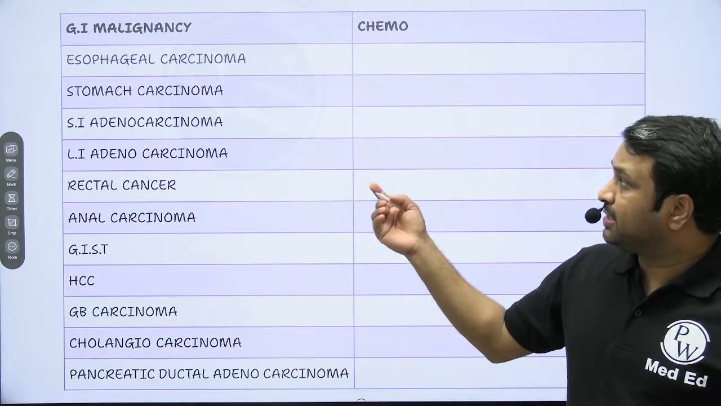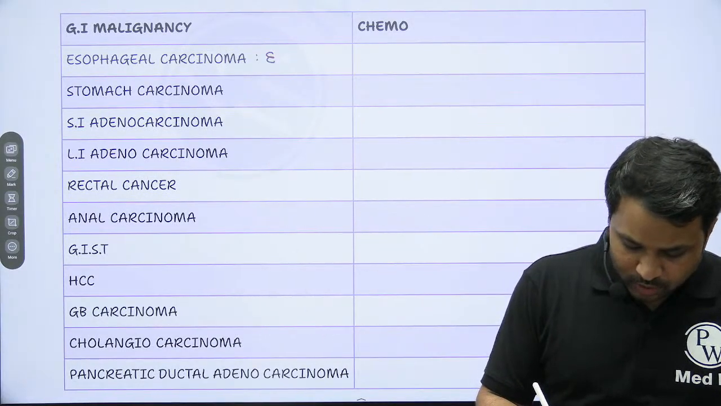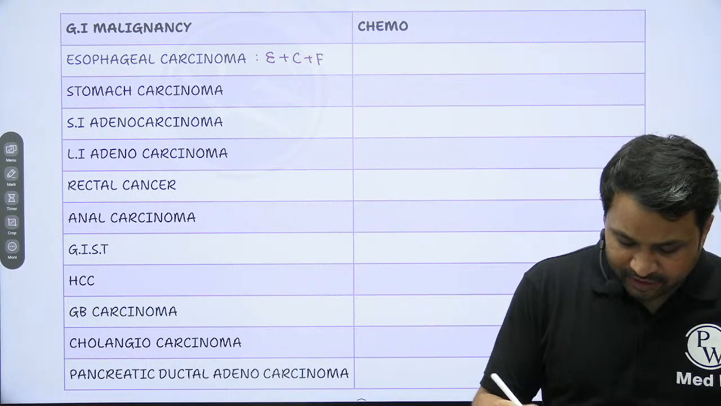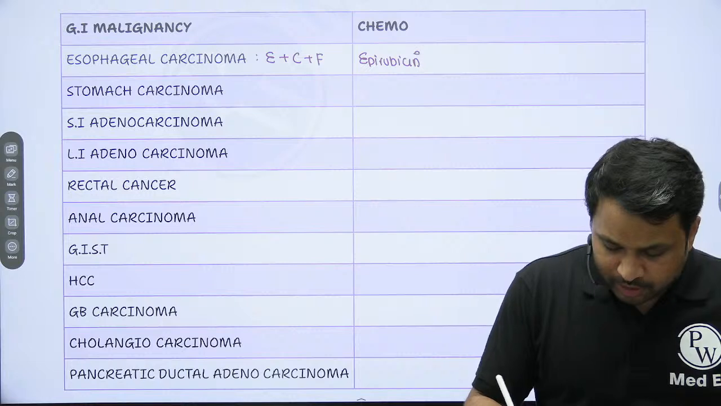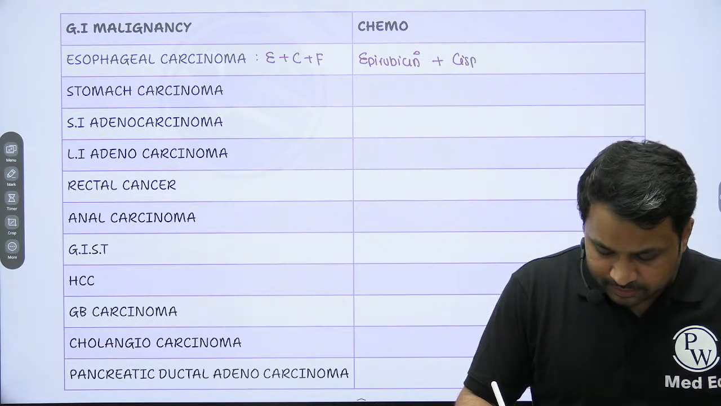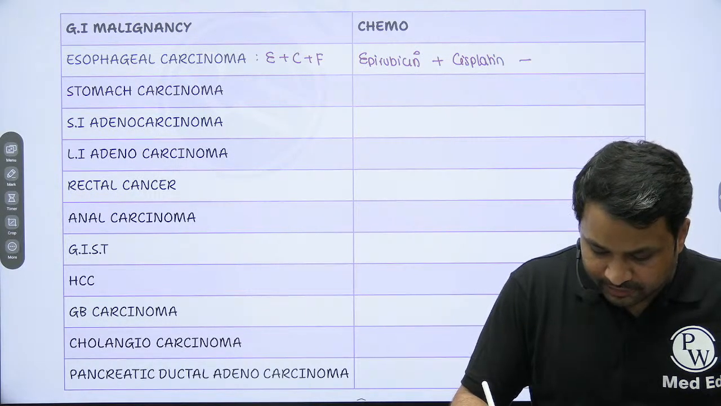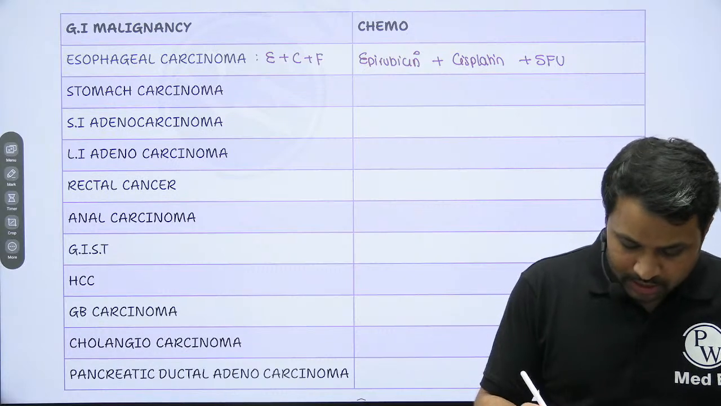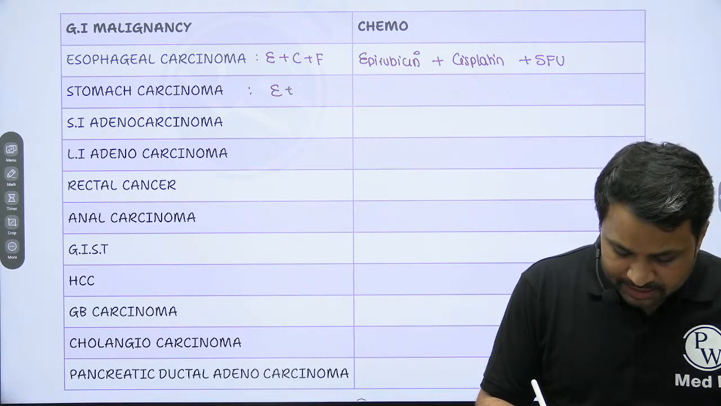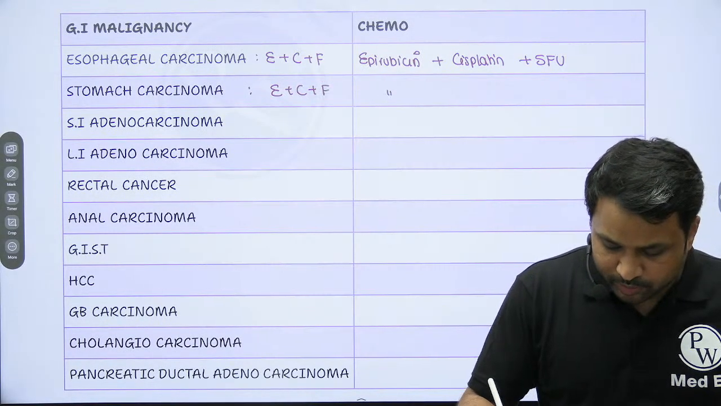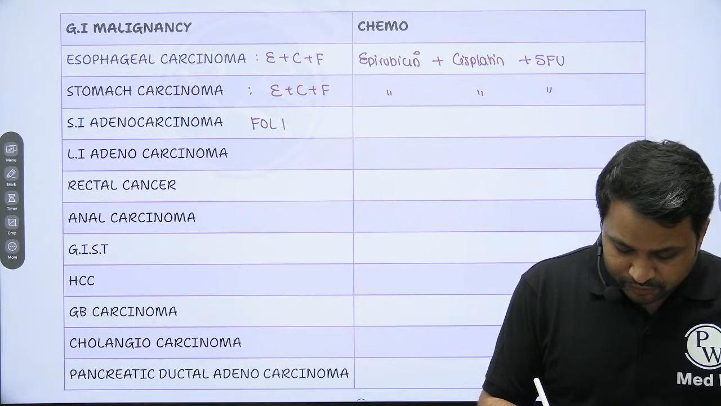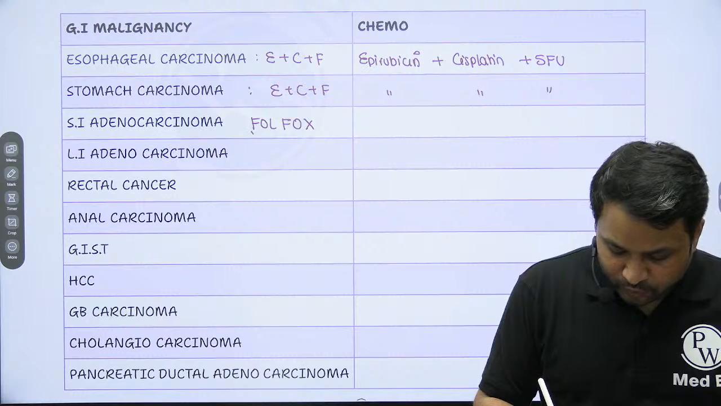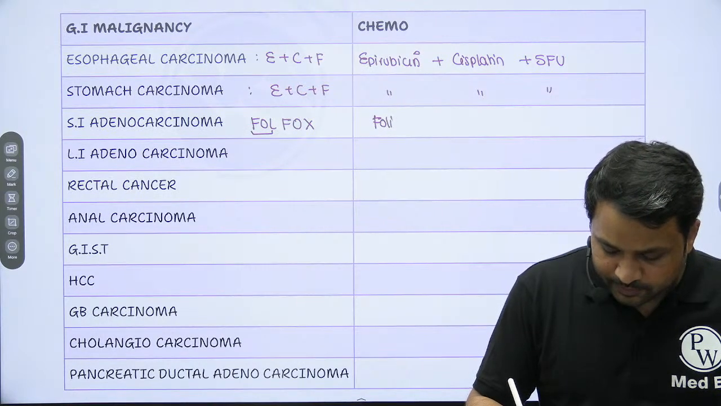तो पहली malignancy esophageal cancer हो गया. इसका chemo regime is what we call ECF. ECF is going to be epirubicin with cisplatin with 5-fluorouracil. Carcinoma stomach will have the same, that is ECF, that is epirubicin, cisplatin, 5-fluorouracil. Small intestinal adenocarcinoma, it is going to be FOLFOX regime. FOL stands for folinic acid.